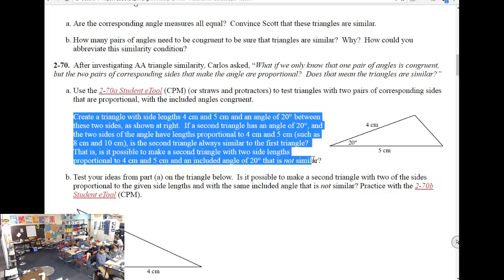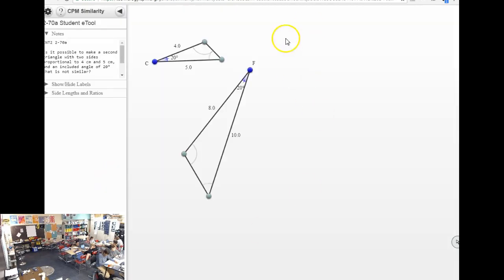Create a triangle with side lengths 4 and 5 and an angle of 20 degrees between those two sides, the included angle, as shown on the right. If a second triangle has an angle of 20 degrees and the two sides with proportional lengths, is the second triangle always similar? So prove it. Build it in your E tool. You just have to prove that they're similar. As long as you can map it onto the other one through a series of transformations, we know it's similar. Good job, Christopher.